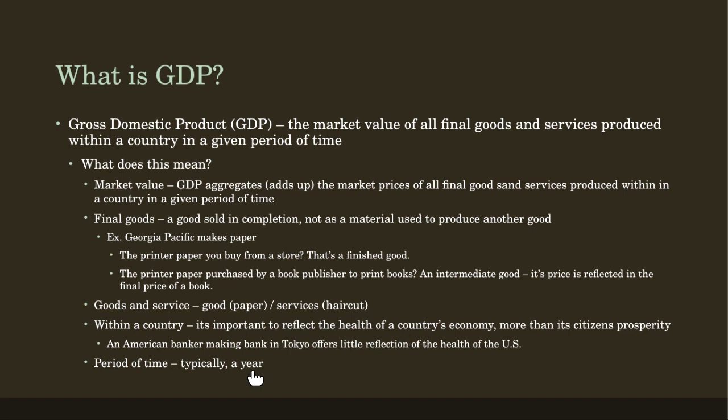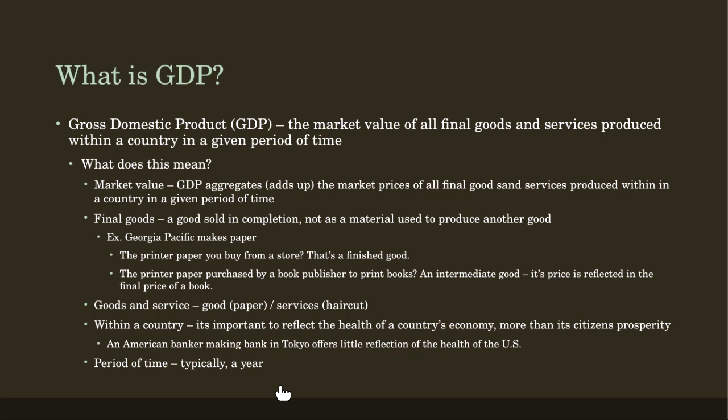Within a country, it's important to reflect the health of a country's economy more than its citizens' prosperity for the purposes of GDP calculation. Just an example, an American banker making bank in Tokyo offers little reflection of the health of the US. If they're making a ton of money in Tokyo, that tells you that Japan's doing well, but that doesn't necessarily tell you how the US itself is doing. Meanwhile, an immigrant worker in the United States, how much their income is, is a reflection of the health of the American economy.